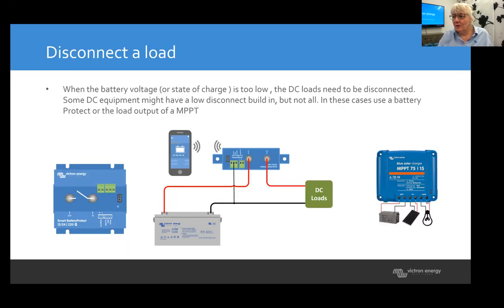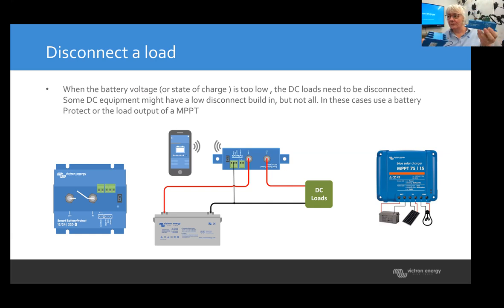So what to do in case of a low battery alarm? When you have low voltage, you need to disconnect the load. We have a special device for that called the Battery Protect. This is what they look like. This is a 100 amp model, and this is a 220 amp model. That's the size of them.